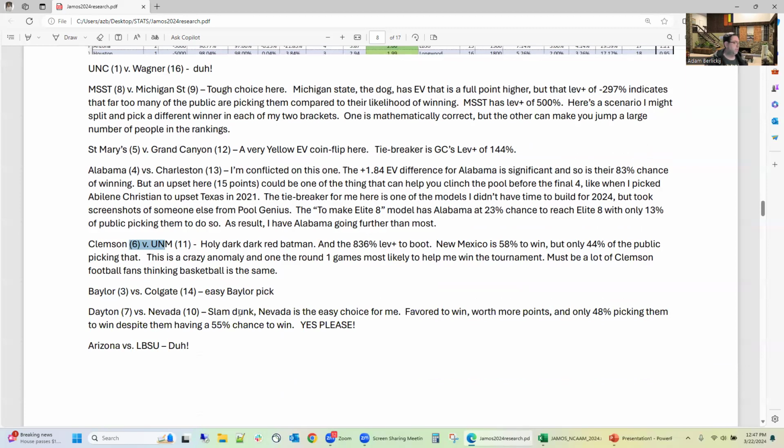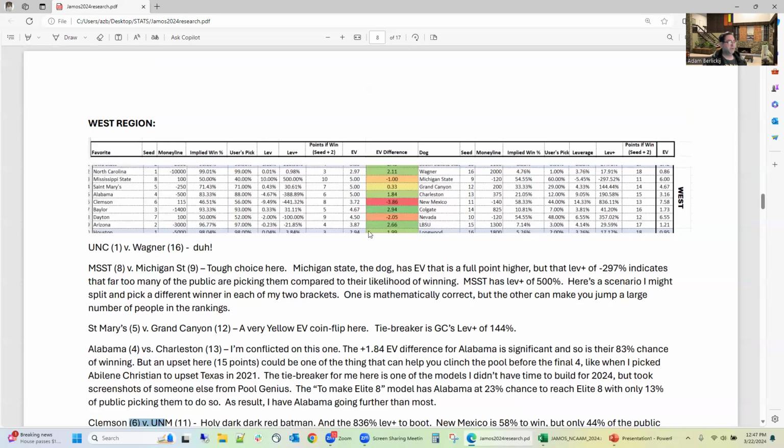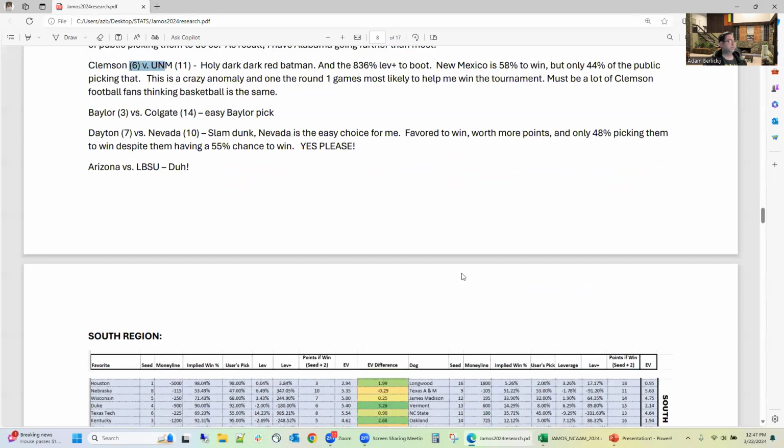Next interesting one here is the Dayton-Nevada matchup. Nevada's an easy choice for me. They're not only favored to win, but not enough of the public is picking them. So Nevada, look at that. That's another red one, -2.5. They're favored, 54% to win, only 48% of the public picking them. Easy pick for me.